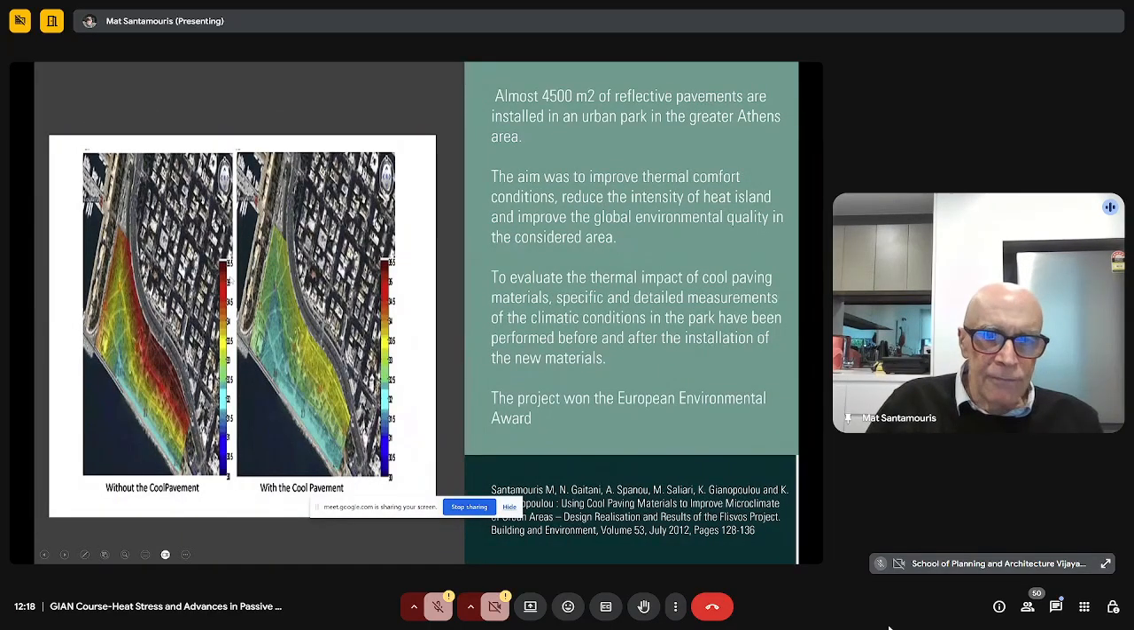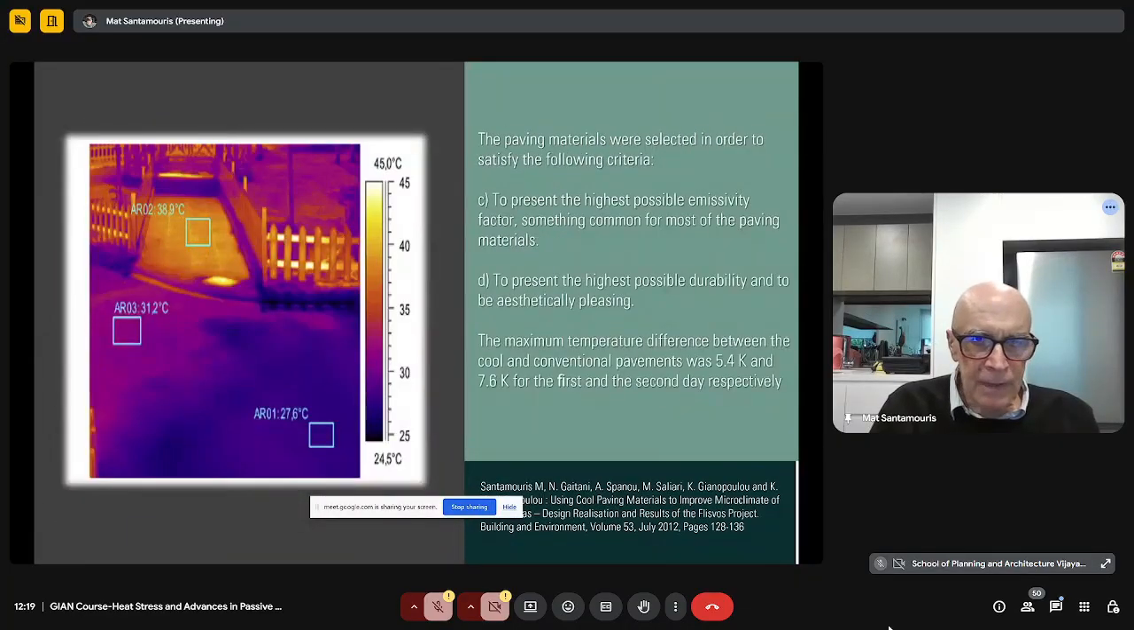As a result of the implementation of these materials, we succeeded to decrease the temperature in the coastal area by 2 to 3 degrees. And this is a real project. This happened at the end of the old century, the beginning of the new century. This was the very first implementation of cool materials in Europe, and the project won the European Environmental Award.